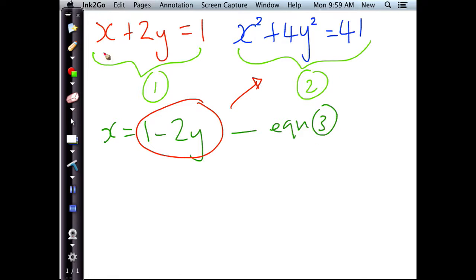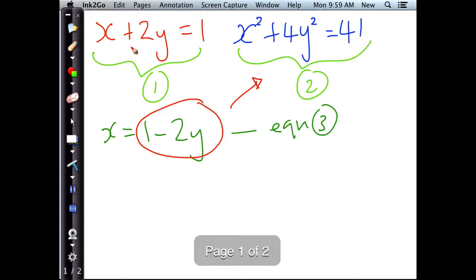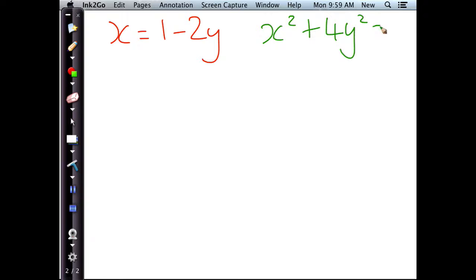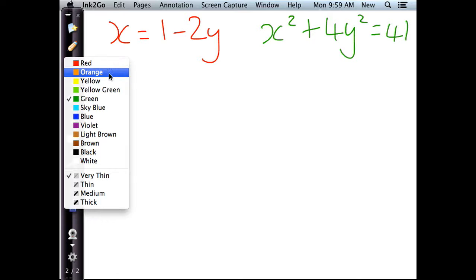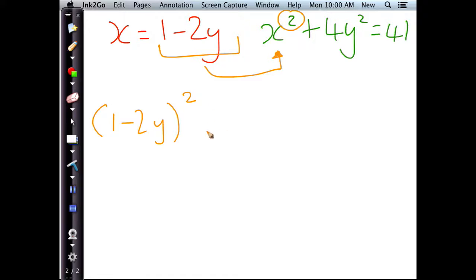Okay, so on the next screen, I'm just going to write that down. x equals 1 minus 2y, and the equation we had before is x squared plus 4y squared equals 41. Now I can clearly say let's put this wherever I see x, that entire thing must go into it. Do you see that? Are we clear? So in place of x I'm going to have 1 minus 2y, and that x is raised to the power of 2, so it must be squared, plus 4y squared equals 41.